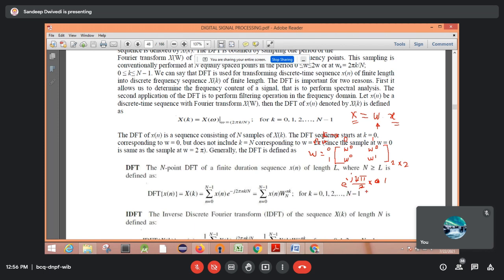That means you can write this as cos pi minus j sin pi. So cos pi is minus 1, and j sin pi will be 0. So this value will be minus 1. Like that, you can calculate this value.